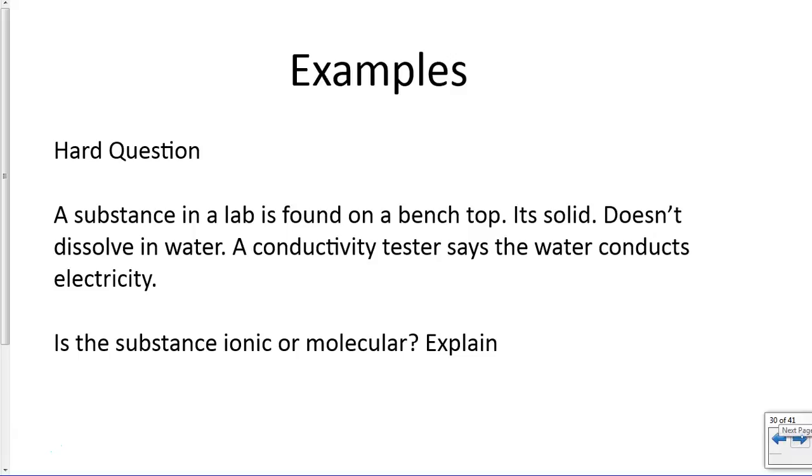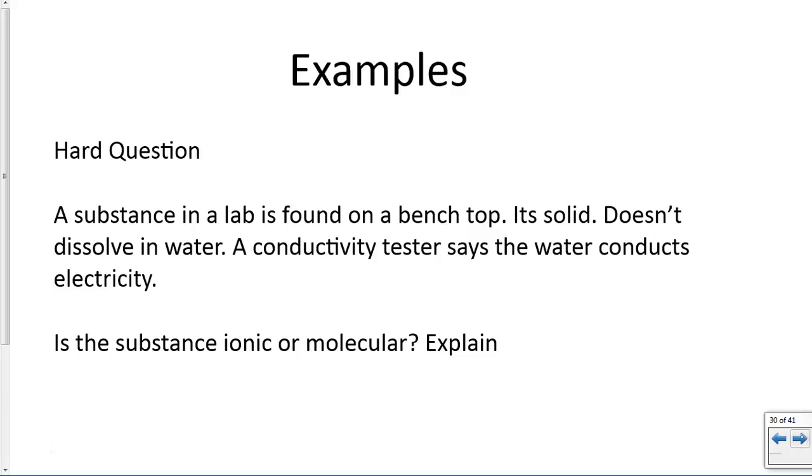Example of a hard question. Now, at first glance, a substance found on a lab bench. We don't know what it is, but it is a solid. To figure out what it is, we're going to dissolve it in some water, or at least try to, because it says it doesn't. And then we get a conductivity tester that says that the water does conduct electricity. Is the substance ionic or molecular?